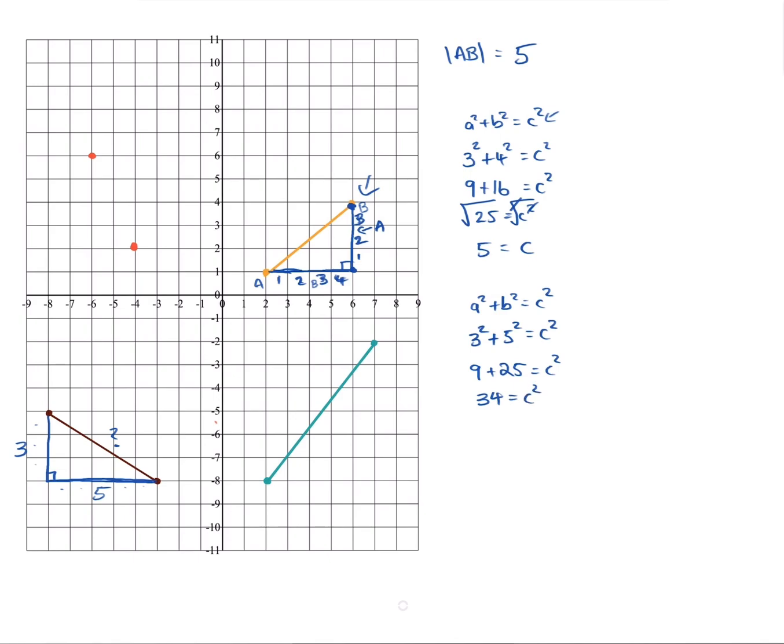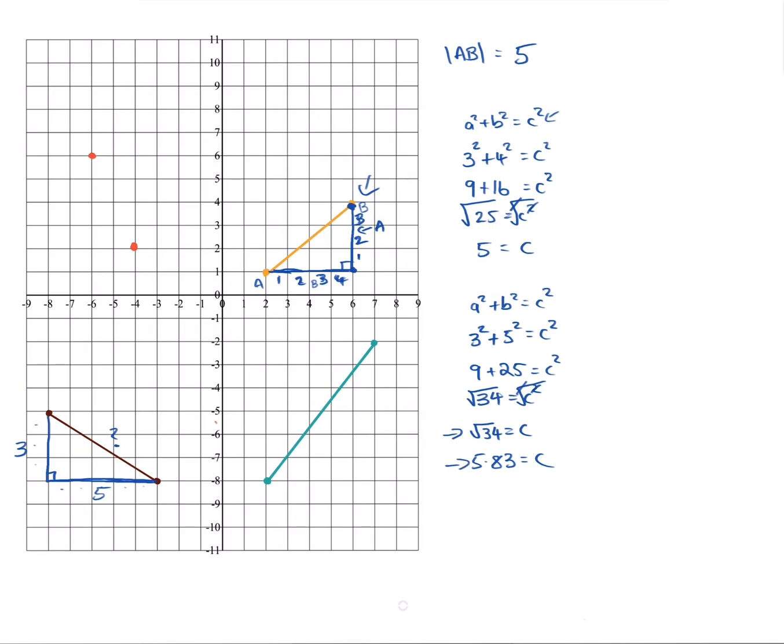Now, we want to square root both sides. Square root both sides. This square root and this squared, they cancel because they are opposites. So the square root of 34 equals c. Now, if we go to our calculators on our phones and we tap in the square root of 34, we'll get 5.83.